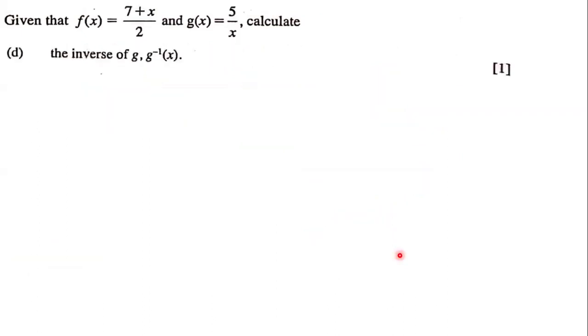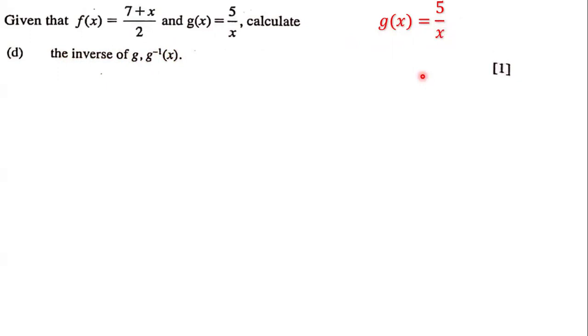Next, we have to figure out what is the inverse of g, g inverse of x. Our goal is to find the inverse of g, which is g inverse of x. But we have here, g(x) is equal to 5 over x.